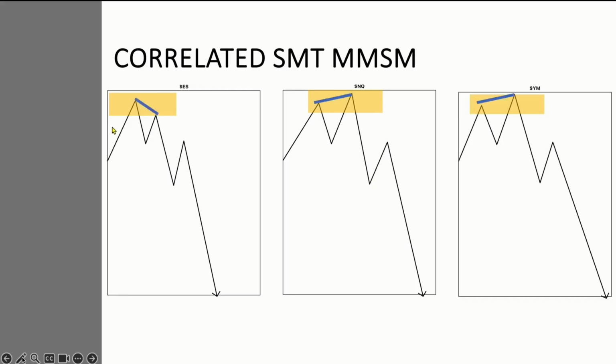This is where we can see the SMTs, the cracking correlations highlighted. We can see that ES makes a lower high, whilst Nasdaq makes a higher high, and the Dow Jones makes a higher high as well.